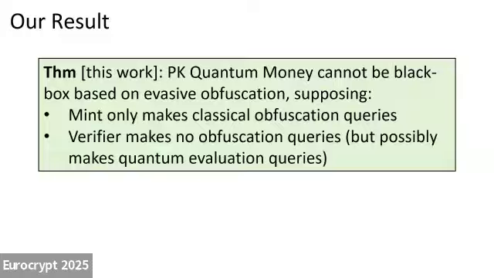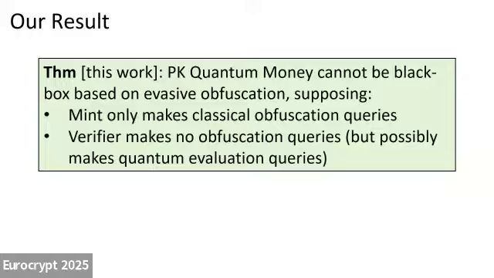So what are the assumptions that we make about the quantum money scheme? So first, we assume that the mint only makes classical obfuscation queries. It's not trying to obfuscate a superposition of programs. And this is a really natural restriction in the context of obfuscation because that's how we would normally use obfuscation, even in a quantum world, even all the applications of obfuscation for quantum protocols, they generally only have the individuals obfuscate classical programs as opposed to superpositions over programs.